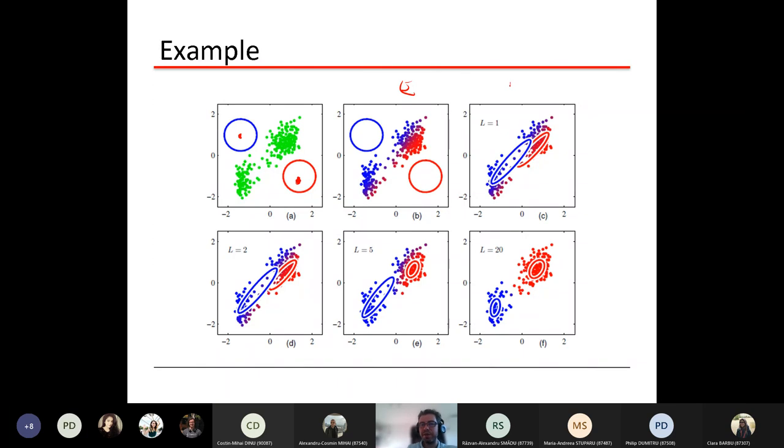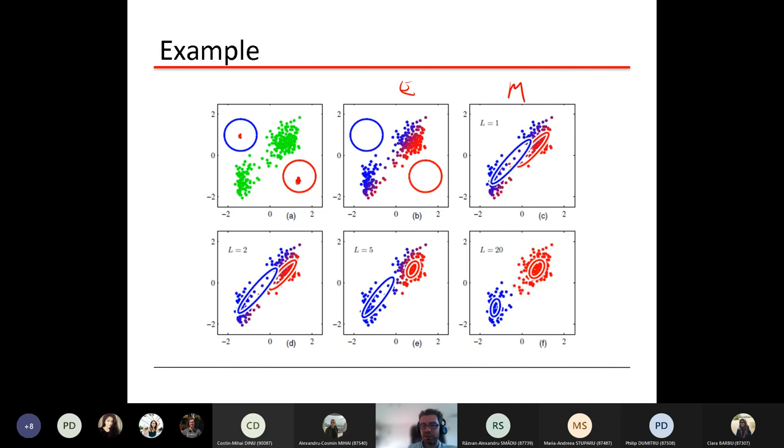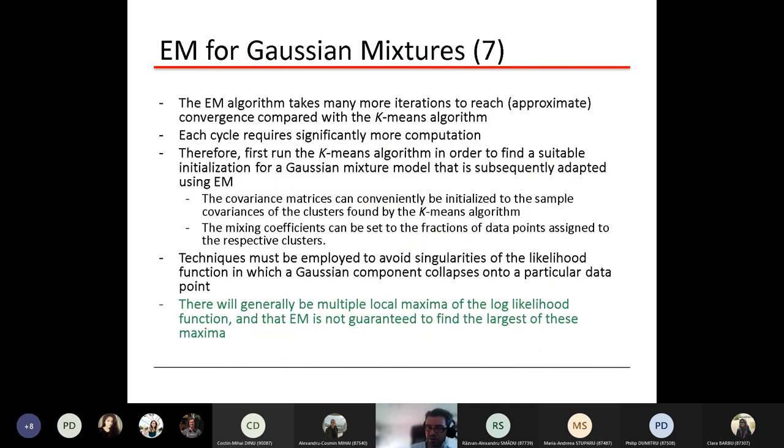This is a maximization step. So we compute the new parameters of the model: the new mean for the blue Gaussian, the new mean for the red Gaussian, and of course, you see now the covariance matrices have shifted, they are completely different. And here again, one E and M step, here five EM steps, and here 20 EM steps, and we converge.